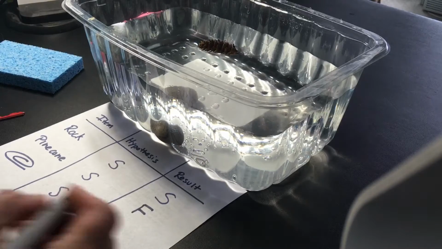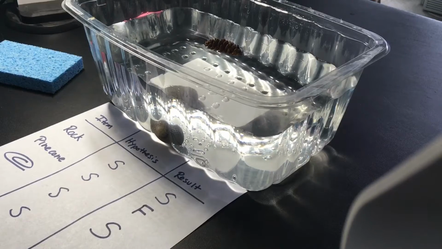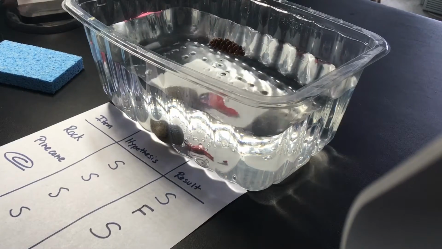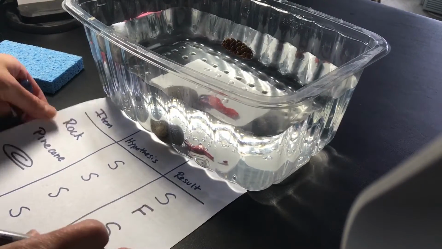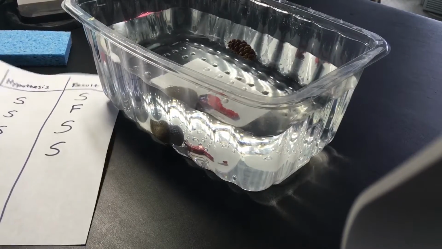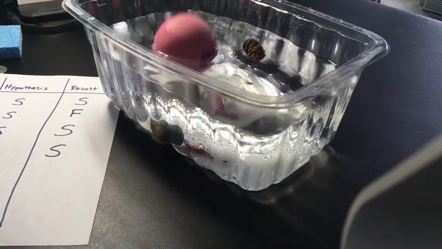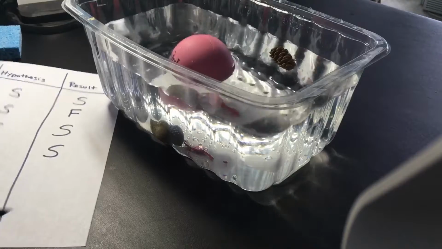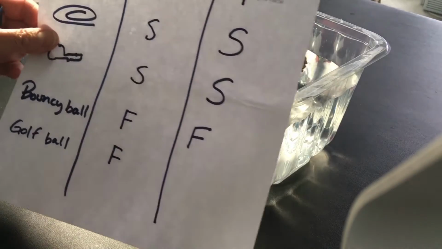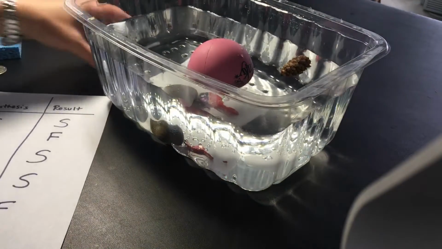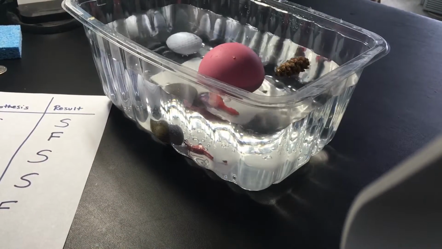All right, next is the paper clip. Oh, I was right. The paper clip sank. The key, let's see. That definitely sank also. I'm gonna move my chart so that you can see it a little bit better. Next, I'm getting to the bouncy ball. I said that that would float. I was right. And give you my chart there. The very last one is the golf ball. Let's see. Float. Oh, the golf ball sank.